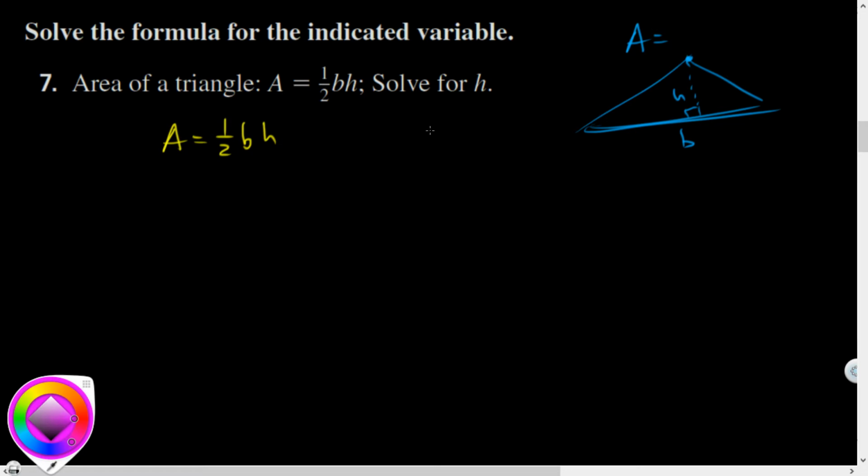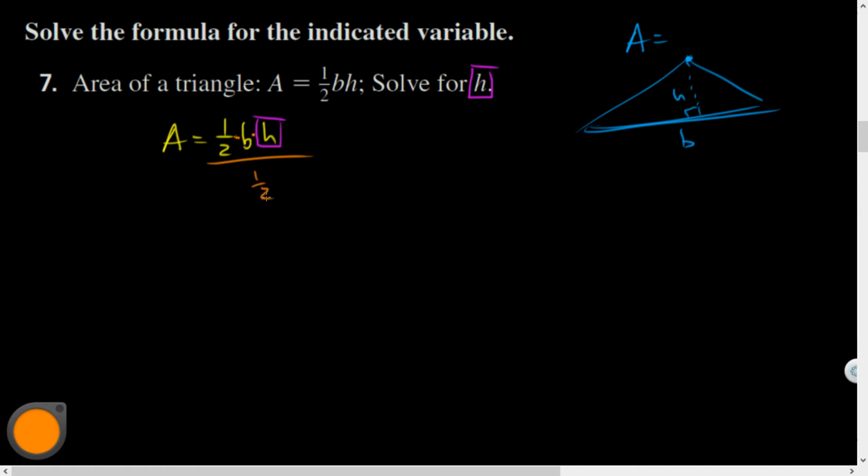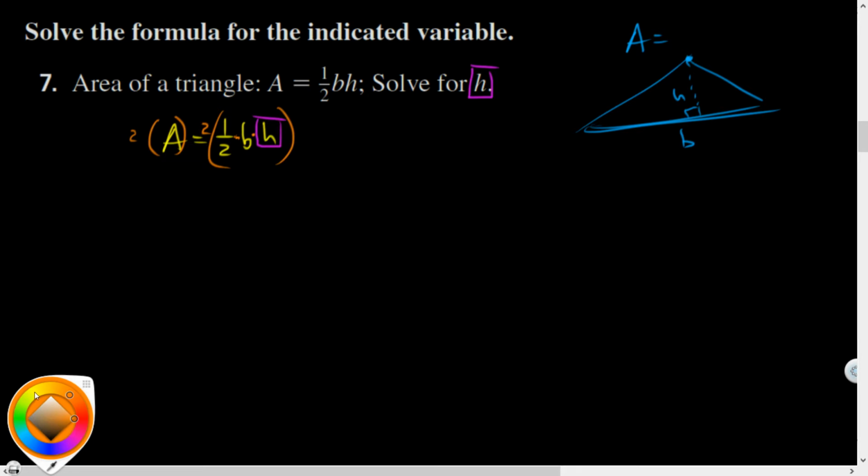They want me to solve for H there. H is being multiplied by half B. We'll deal with this one step at a time. How do I get rid of multiplying by a half? What's the inverse of multiplying by a half? Dividing by a half, but that might weird us out. I don't know if you've ever written that before. There's another way you can deal with it, multiplying by 2. But dividing by a half is still correct.